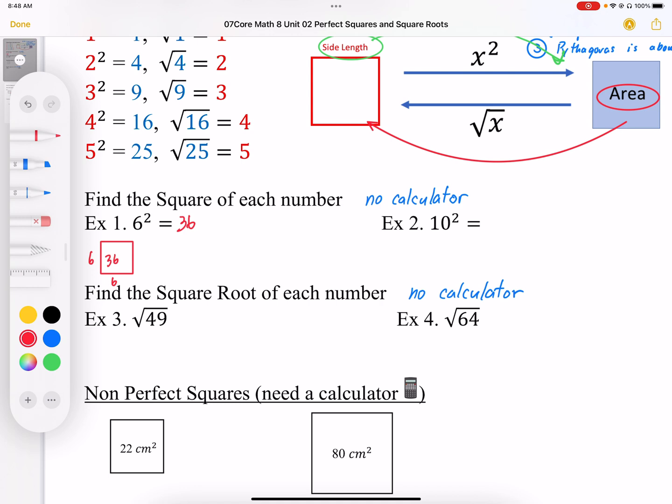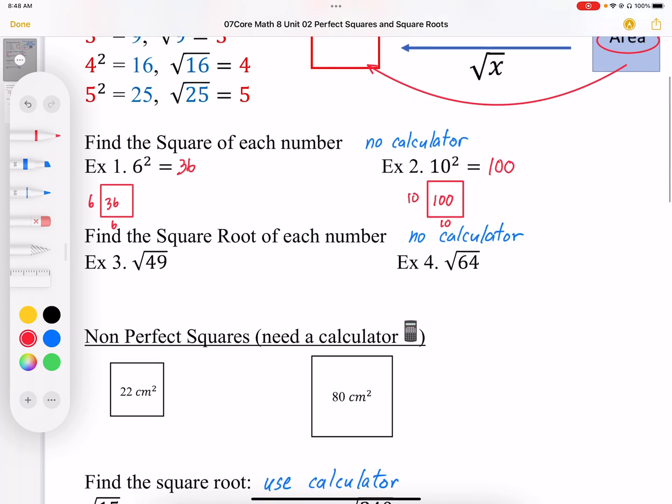10 squared, again, means that we have a side length of 10. When we're squaring, we're using the side length of 10. And we're going to have a 10 by 10 square, which gives us an area of 100 squares.